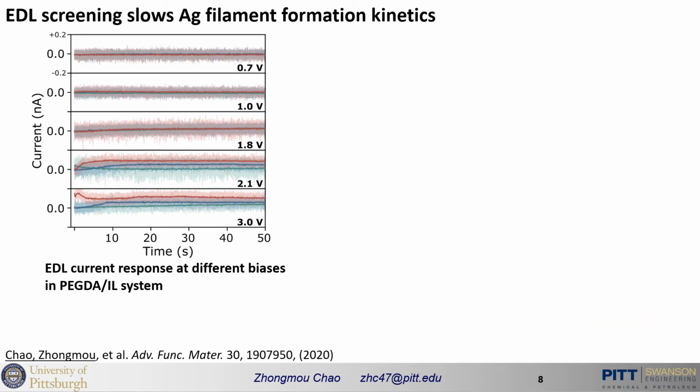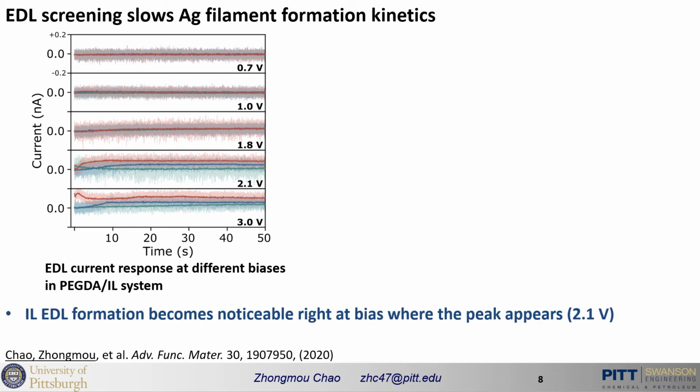One signature of EDL formation is a charging current signal which can be detected by AFM. To study the EDL formation in our system, we tested a set of biases ranging from 0.7 to 3.0 volts. At each bias, three measurements were conducted at different locations. The current versus time data at each measurement were then plotted using different colors. As shown in the figure, a noticeable current signal can only be observed when bias is approaching 2.1 volts, right at the bias where the peak filament formation time appears. Because we know once the EDL forms, it will screen the field, we suspect the screening effect is slowing filament formation kinetics. So we came up with a new contrast experiment.